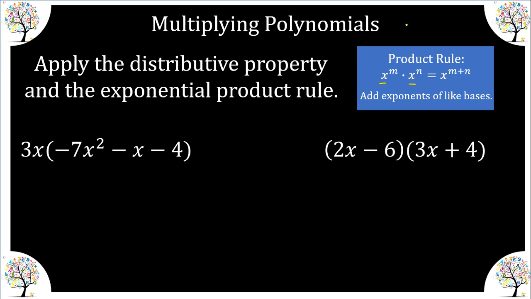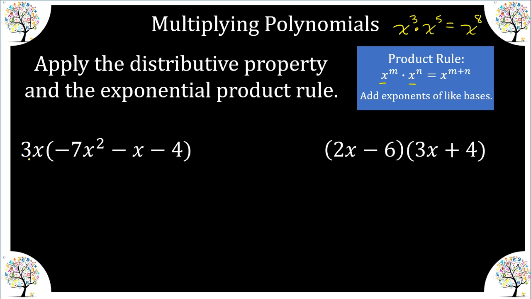So if we have x to the third times x to the fifth, you really have x to the eighth. You add the exponents because you have 3 x's being multiplied times 5 more. So that's a total of 8 factors of x being multiplied.